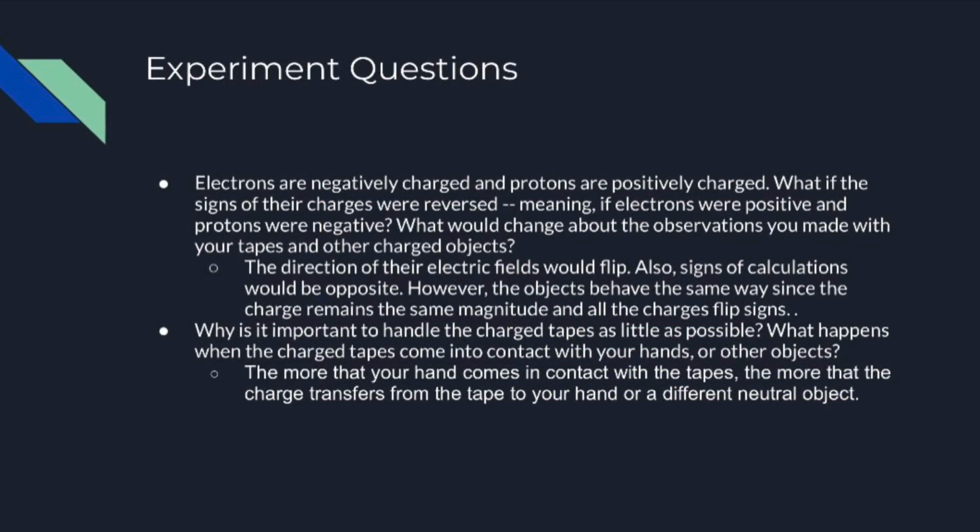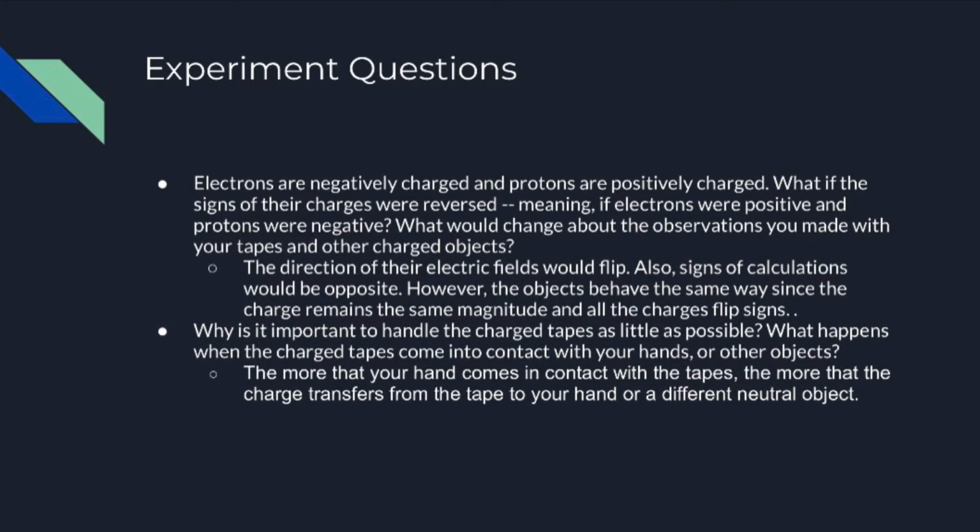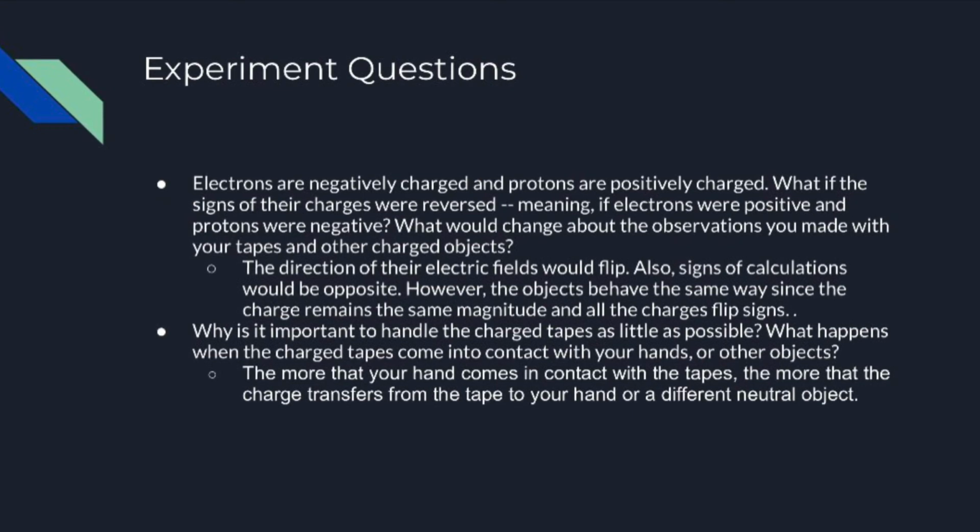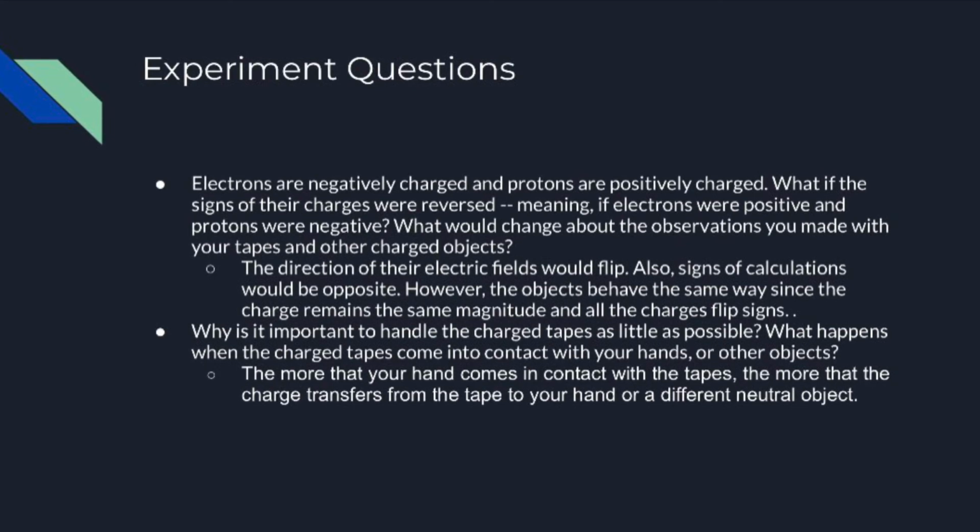Now to answer some conceptual questions about the lab. Electrons are negatively charged and protons are positively charged. What if the signs of their charges were reversed, meaning if electrons were positive and protons were negative? What would change about the observations you made with your tapes and other charged objects?